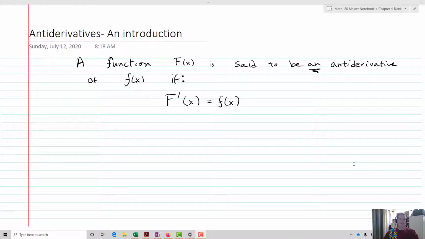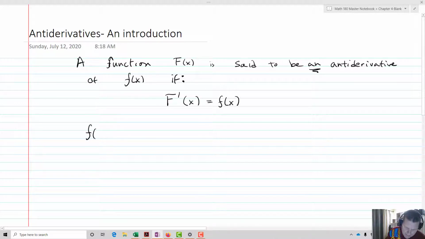Okay, so what we'll start out with is a definition. A function big F of x is said to be an antiderivative of little f of x if big F prime of x equals little f of x. So basically the idea here is that big F of x is going to be this antiderivative for little f of x. If we take the derivative of big F, we get little f. Okay? So we'll give you an example.